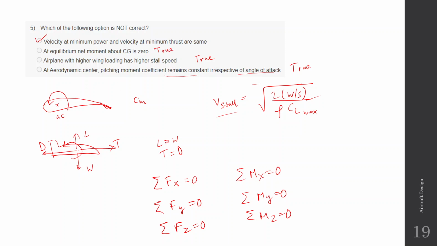And now the first option, the velocity at minimum power and velocity at minimum thrust are same. So this is not true. You know that for minimum thrust we have to fly at CL by CD maximum. But for minimum power we have to fly at CL to the 3 by 2 by CD maximum. So both these conditions yield a different CL, and a different CL requires a different velocity. So the velocity at minimum power and minimum thrust are not the same.